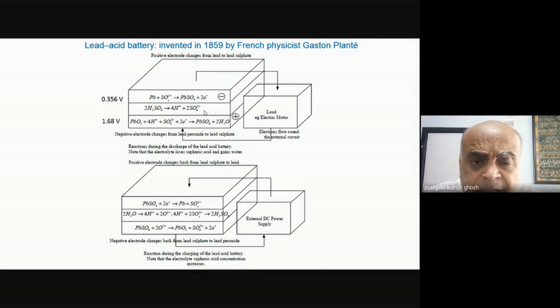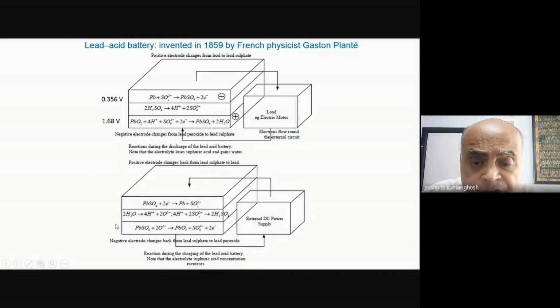So what is happening is that the lead acid battery will not give you a constant voltage. Its voltage will keep dropping. And that's the reason why after some time, sometimes the battery goes dead. And even while it's operating, over a day, it can get weakened.